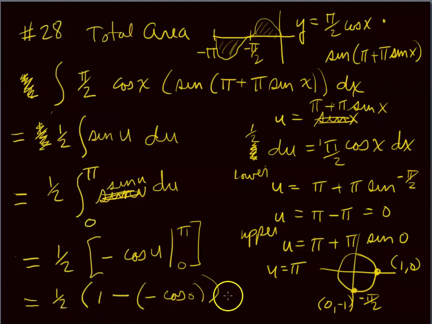And 2 times 1/2 is 1. Oh my gosh, all that work for 1. The answer to that whole thing. And it's easy to make mistakes.